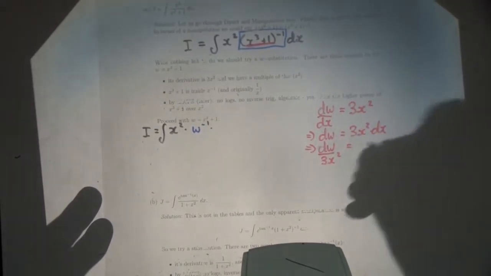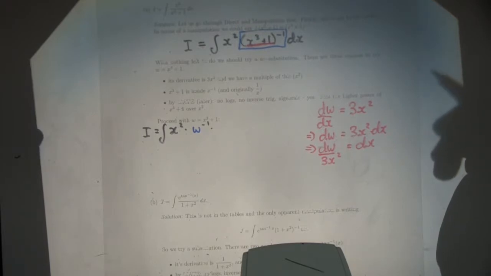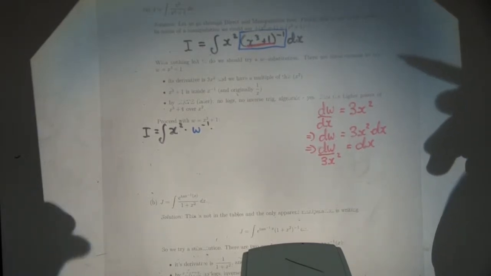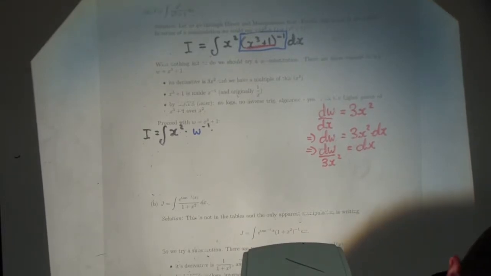Now, I will say at this point, this is revision, but it is possible that you don't need this in the exam. We're doing the fourth thing after this, which is parts, which is potentially more difficult, but you'll probably have more time on it, more examples. Okay, so dx is dw divided by 3x squared.